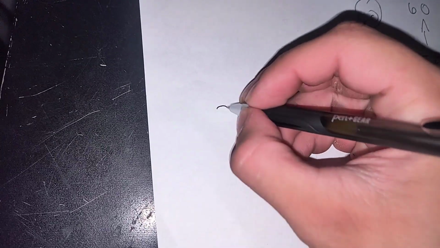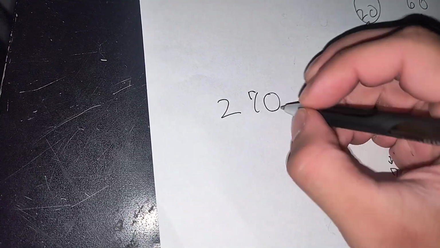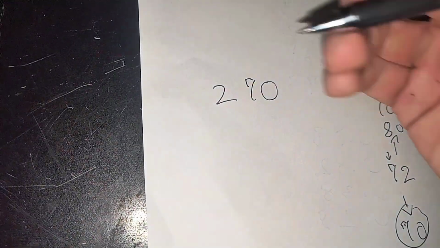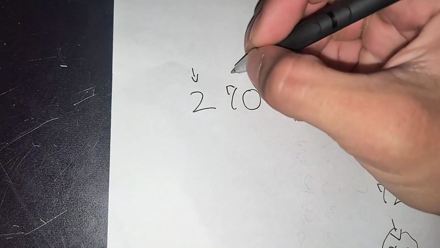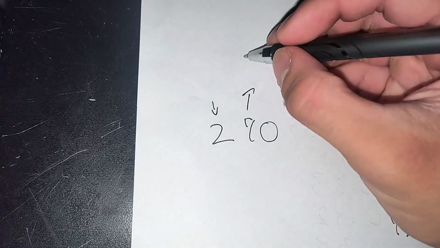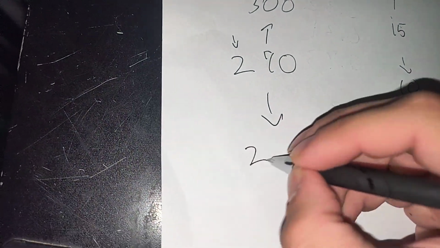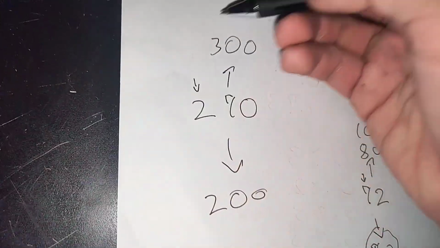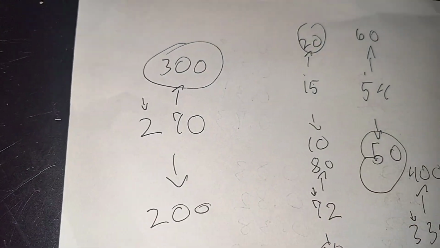If I were to ask you to round 270 to the nearest hundreds, we look at the hundreds place value, and then we look at the one before and say, well, is this closest to 200 or is it closest to 300? And the answer would be 300. So that would be 270 rounded to the nearest hundreds.